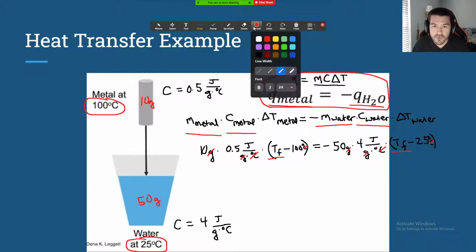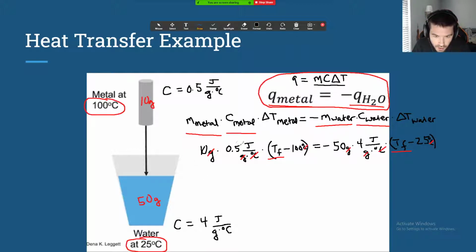Okay, let me actually go through and do the numerical part of this. All right, so I'm going to get rid of the units at this point because it doesn't really matter. We're just solving for TF. I was just confirming that the units were going to work out there. Okay, 10 times 0.5, 5 times TF minus 100. That's going to be equal to negative 50 times 4, that's 200, times TF minus 25. Okay, let me go ahead and distribute this.